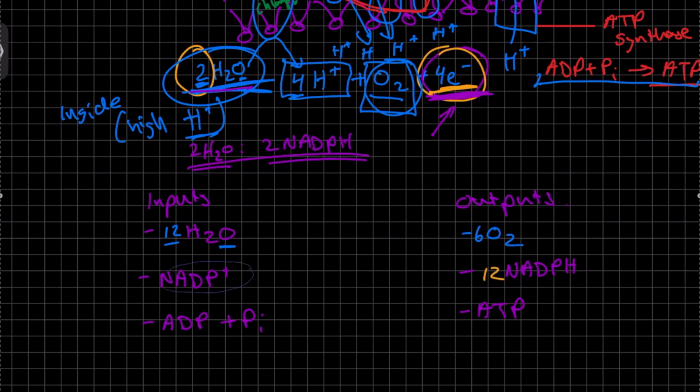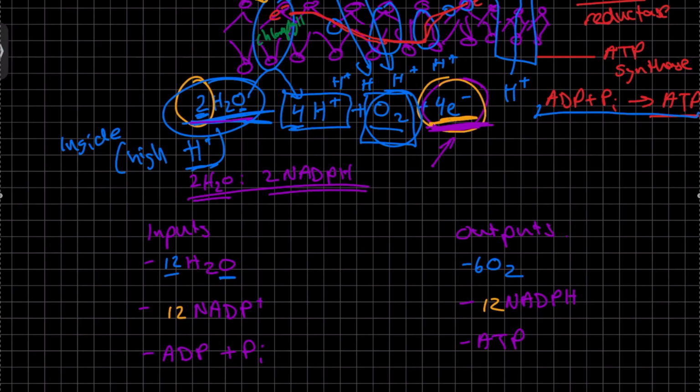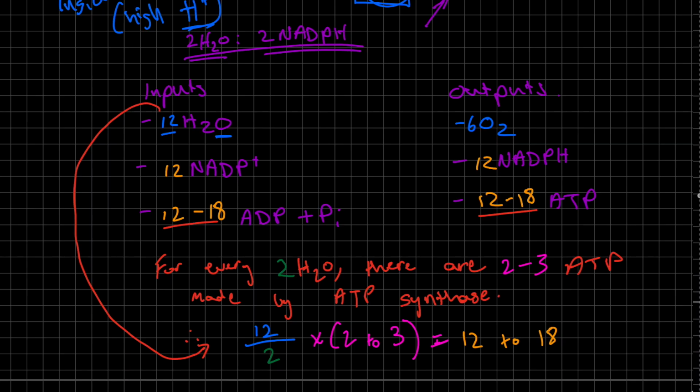Of course, to produce the 12 NADPH, we would require 12 NADP pluses for the hydrogens and electrons to be added to. Now, our ATP production actually depends on the activity of our ATP synthase. However, without understanding too much about the exact structure of ATP synthase and its mechanism of action, we can say that there are 12 ATP produced at this stage. Note that most biology textbooks state that for every 2 H2O splits, there are 2 to 3 ATP made by ATP synthase. According to this, we can have anywhere between 12 to 18 ATP made during one light-dependent stage. So any value between 12 to 18 here would be considered accurate.